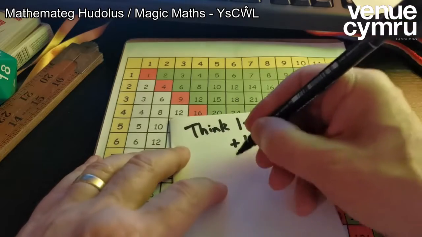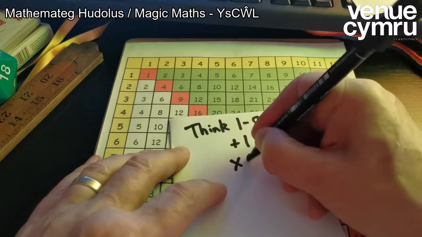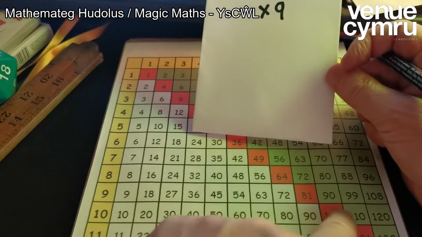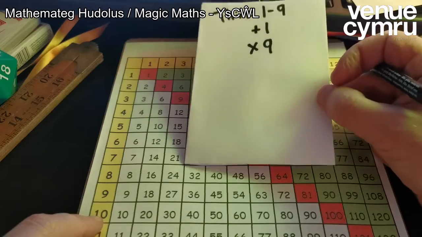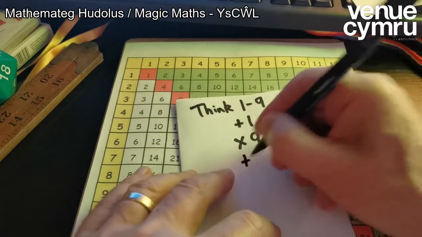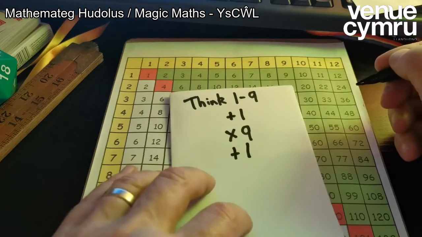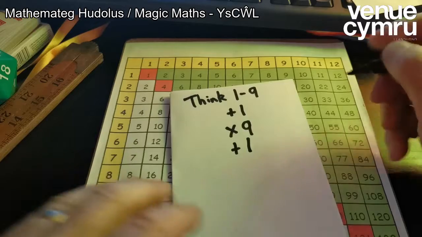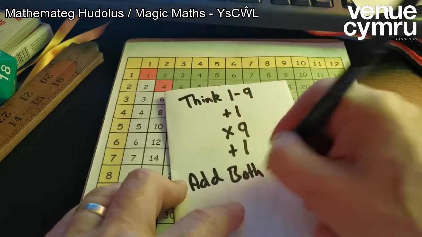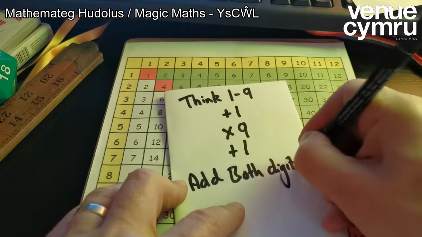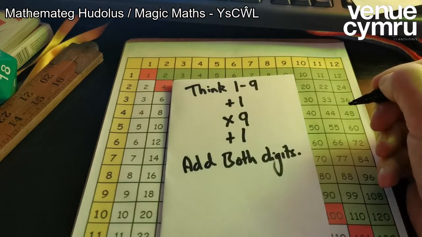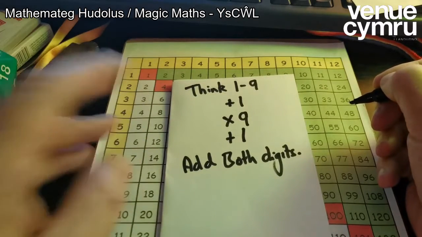And then whatever you got, you multiply by 9. So that's the numbers in the 9 times table going along there, if that helps you. Times by 9. Okay, have you got an answer? Good. And now you have to add a 1. And now you should have what we call a 2-digit number. You have to add together the 2 digits. So I'm going to write add both digits. Now, by now, you should have an answer that's just an even number. If you've got an odd number, wind the video back, look at it again. You should have an even number.